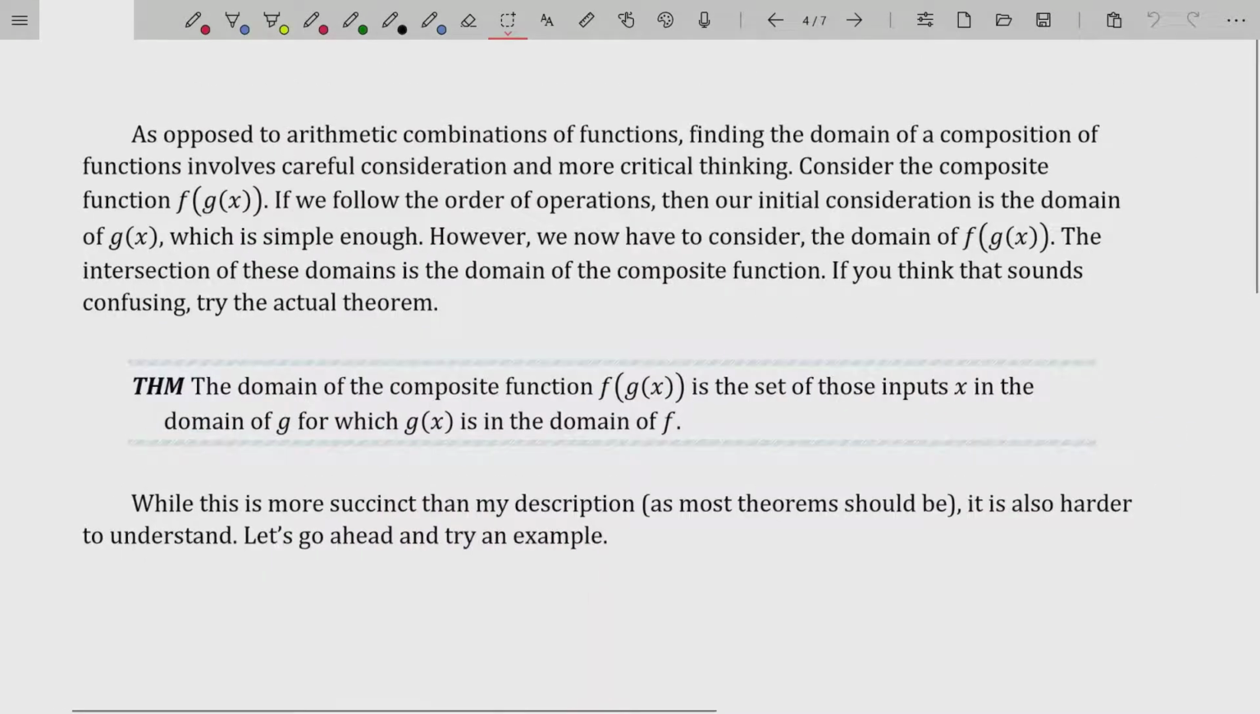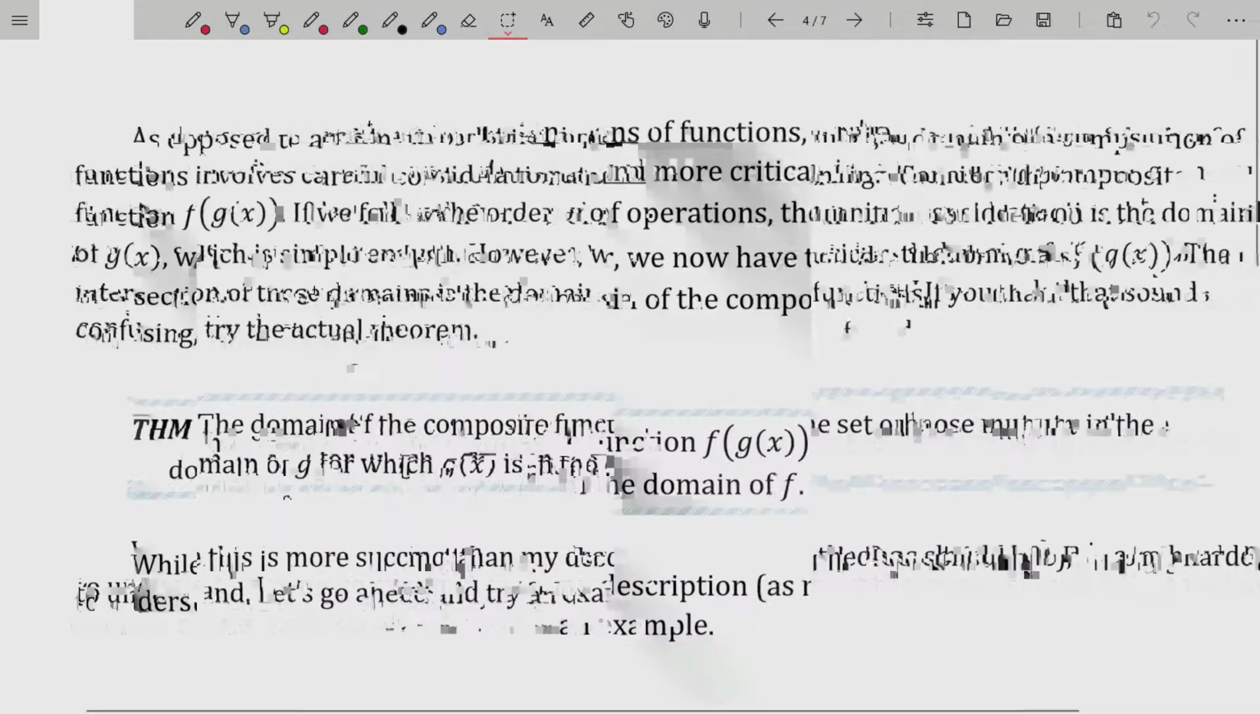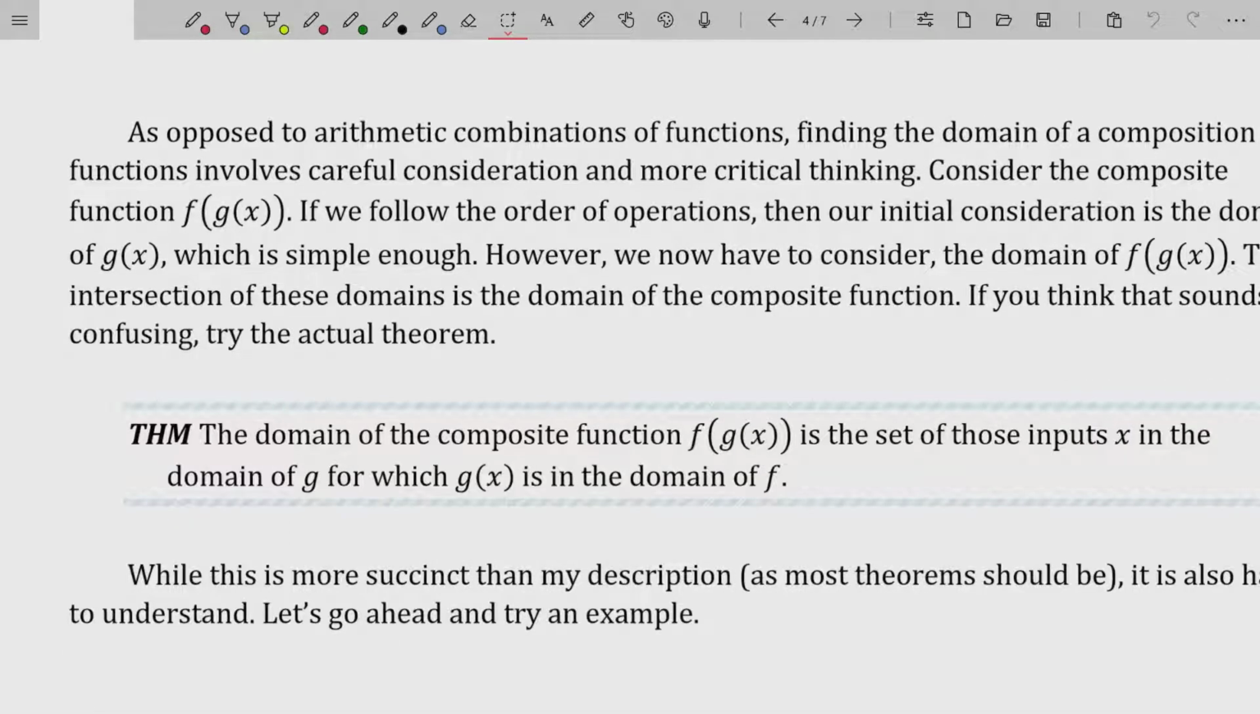As opposed to arithmetic combinations of functions, which I already talked about with my students in my class, at this point you should already have a strong familiarity with the arithmetic of functions: adding, subtracting, multiplying, and dividing them, and looking at the domain of those. Finding the domain of a composition of functions involves careful consideration and a little bit more critical thinking.